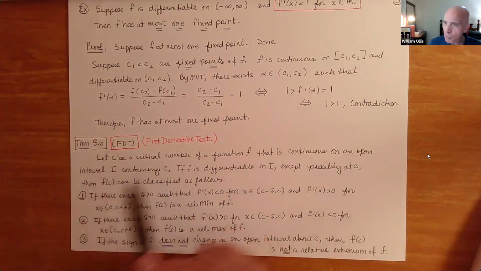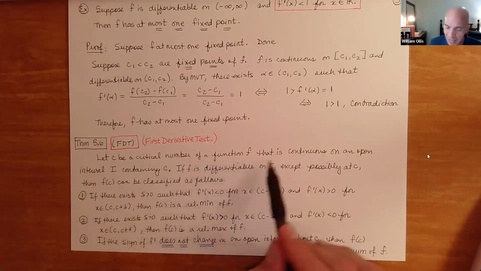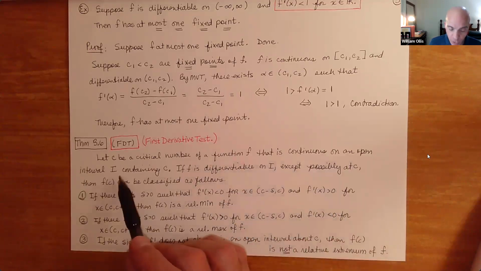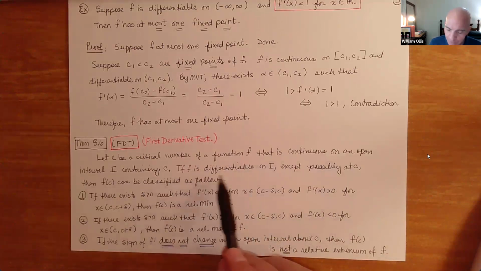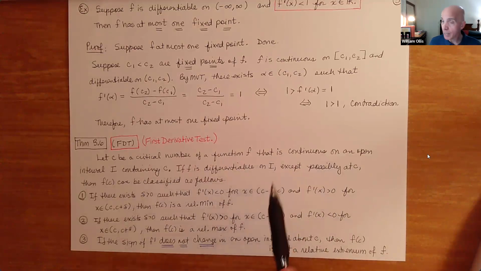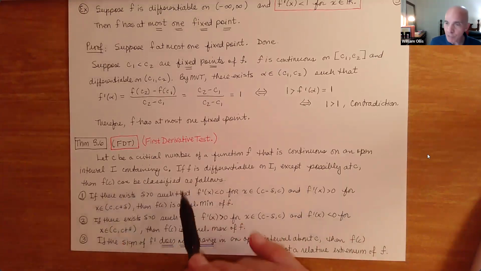So now let's just see what we need here. We need C to be a critical number of a function f that is continuous on an open interval I containing C. So again, we need the continuity of the function on the set containing C. If f is differentiable on I, okay, if we have the differentiability, which we need when we're trying to discuss increasing, decreasing, except possibly at C. We don't need the differentiability at C. We can always extend to endpoints, not a problem.